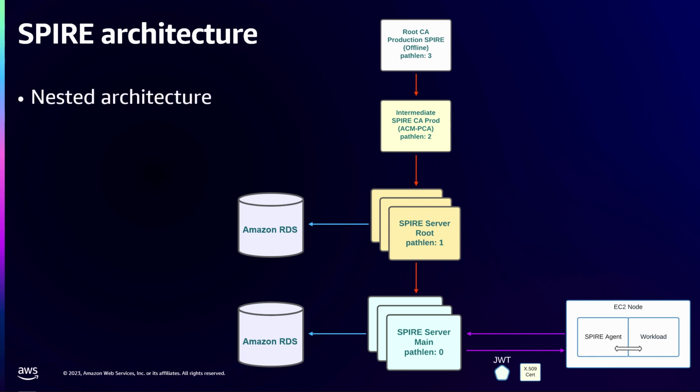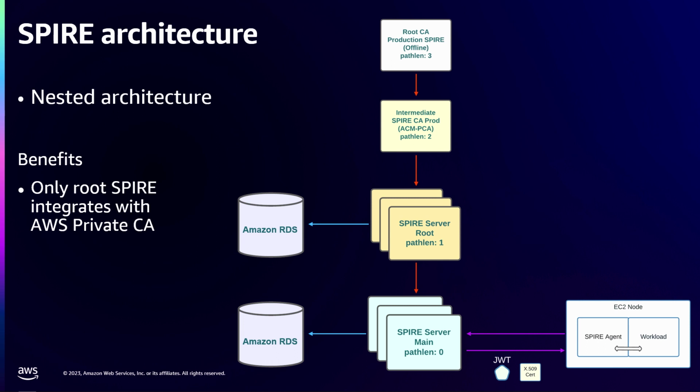So this is known as the nested architecture that you see here. If you ever go on spiffe.io, you'll see that they refer to this as nested architecture, where you have multiple SPIRE servers. And what are some of the benefits of this? Why do we want to run it this way? Only the root SPIRE server integrates with Private CA. So the communication with that AWS service only happens between the root and AWS PCA. The benefit is that we only need to issue a CA for the root, but all the downstream and entity certificates are issued through SPIRE. This heavily reduces our cost as well, because we don't have to store all of those in Private CA.